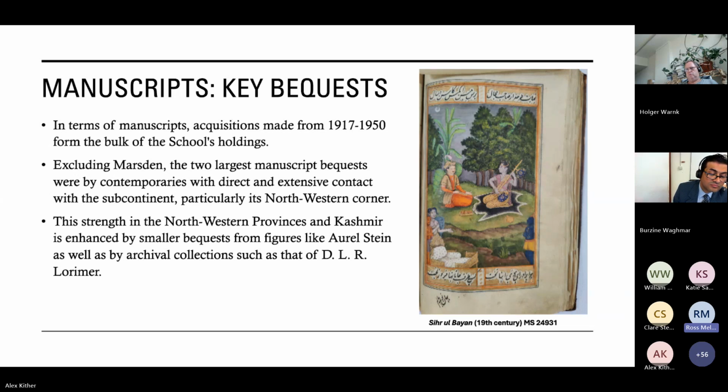Excluding Marsden, the two largest bequests that we received were by exact contemporaries with direct and extensive contact with the subcontinent. And again, to repeat another theme which has emerged throughout this afternoon, they have particularly strong connections to the northwestern provinces. And it's this kind of collection strength in the northwestern provinces, material as well as material connected to Kashmir, it's enhanced by various smaller bequests from famous figures like Aurel Stein, as well as by the aforementioned archival collections of Lorimer and others.